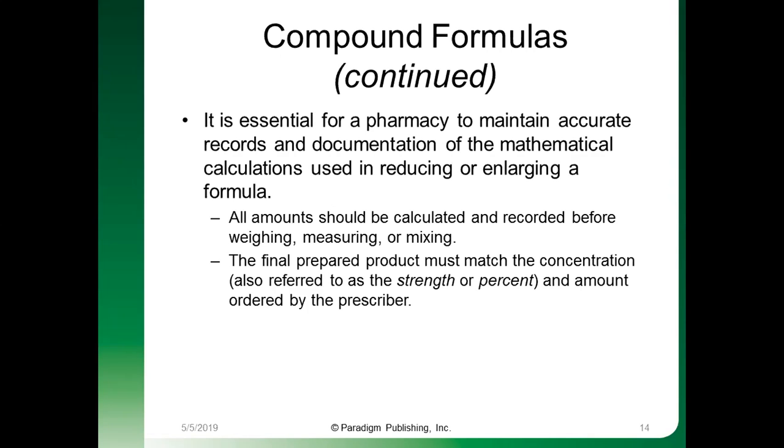So you will calculate the amount you should have calculated. The records before the weight, measuring, or mixing, and the final prepared products must match the concentration, also referred to as the strength or the percent, in the amount ordered by the prescriber. So all this information needs to be calculated and recorded in that book. You will record the medication's name, the lot number, the strength, the manufacturer, and how much of the medication you use.